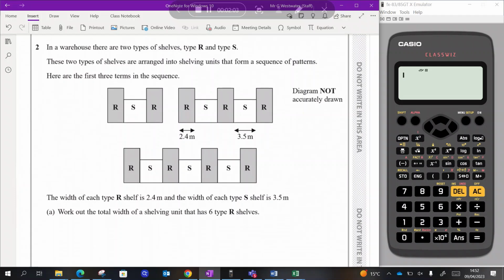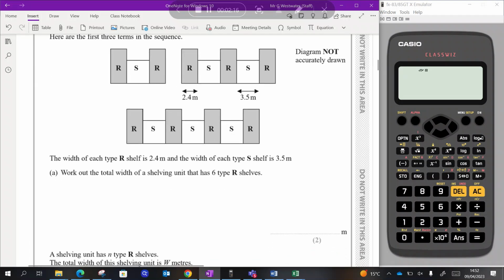In a warehouse, there are two types of shelves, type R and type S. These two types of shelves are arranged into shelving units that form the sequence of patterns. Here are the first few in that pattern. The width of each R shelf is 2.4 meters and each S shelf is 3.5. Work out the total width of a shelving unit that has 6 R shelves.